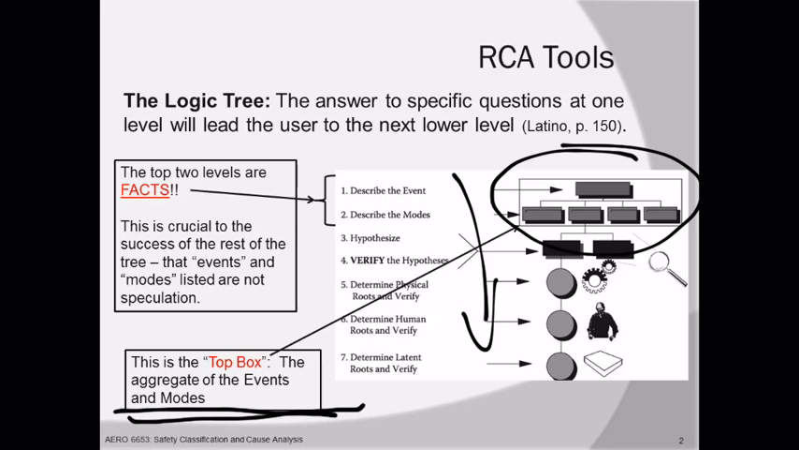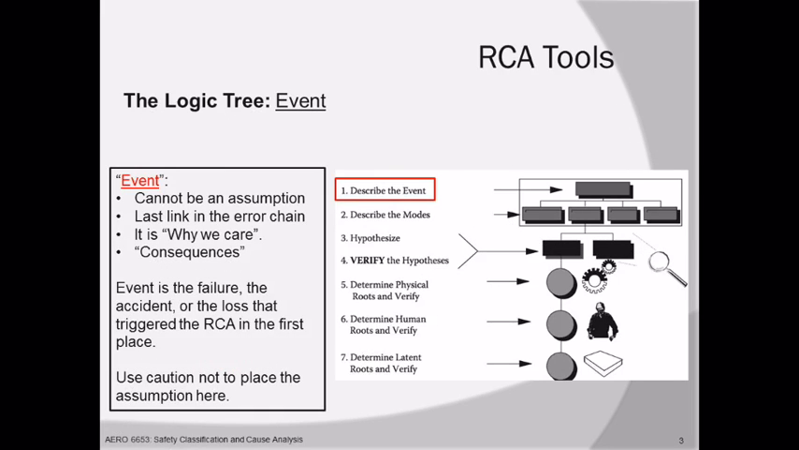The top level events identify the mishap. Use caution here. Where you start this process determines the success of the whole thing. The event box identifies the consequences, and the consequences are not assumptions. For example, the top event is not that the pilot did not put the landing gear down. The top event may be that the aircraft landed with gear up. Think of the top event as the consequence of the mishap, or why we care. It is usually the negative consequences that trigger a root cause analysis, not necessarily the incident itself.